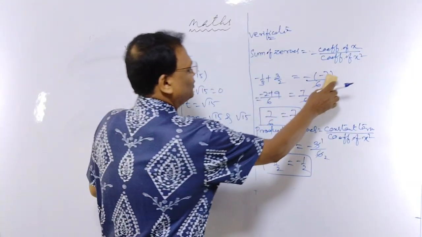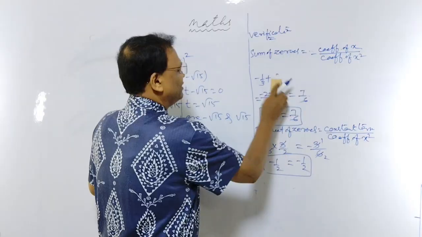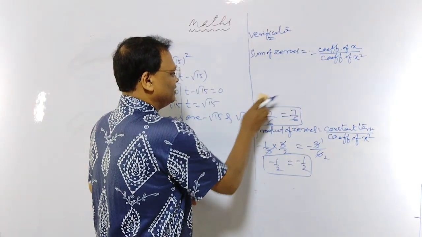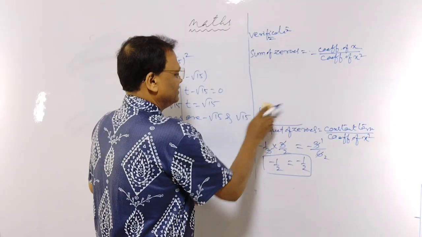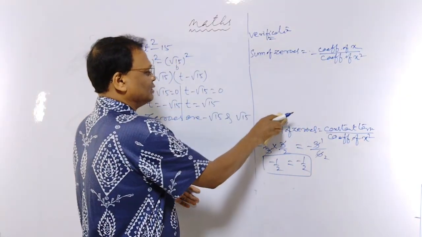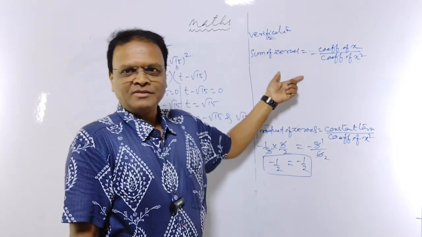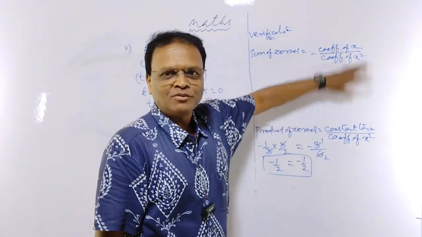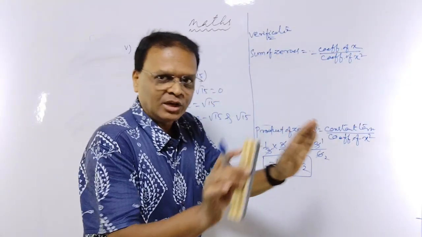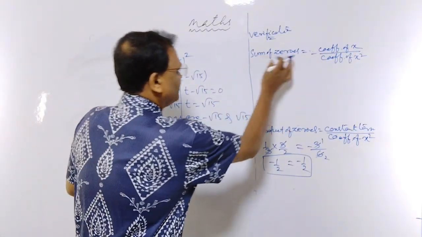Everything is formula. Only I have to just repair something here. Only this calculation part I have to erase. That's all, because I have to anyhow prove the two things. What are those two things? Sum of the zeros and product of the zeros in terms of coefficients. Sum of zeros and coefficient relations are equal. Now sum of the zeros.